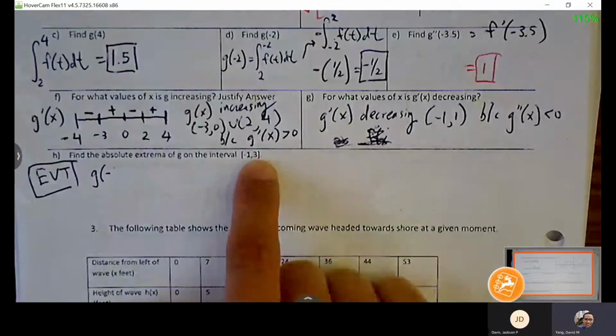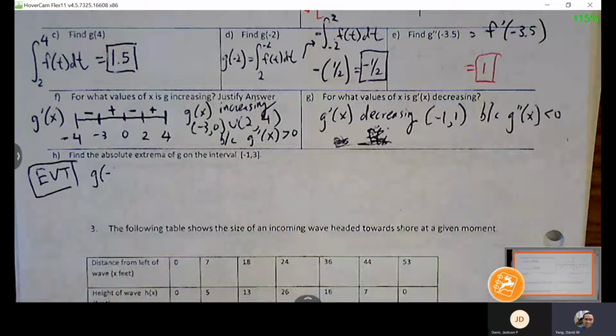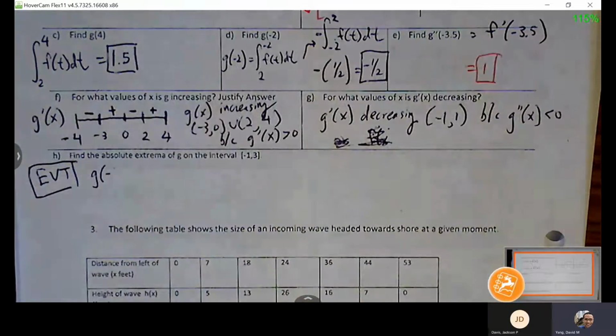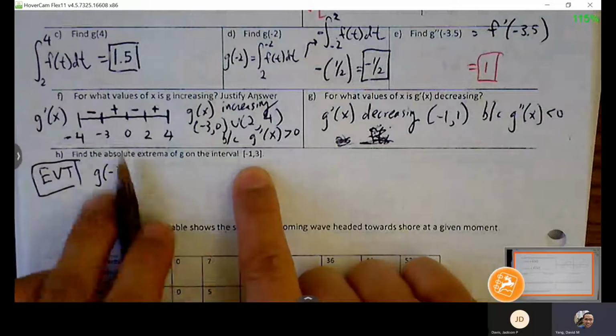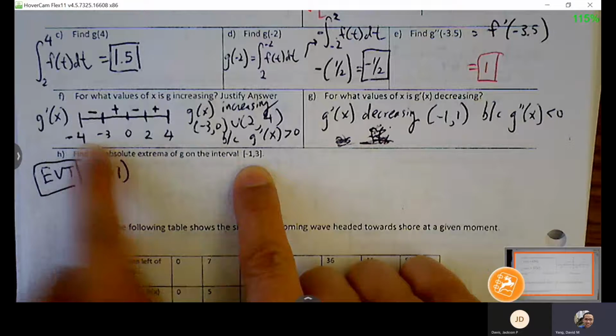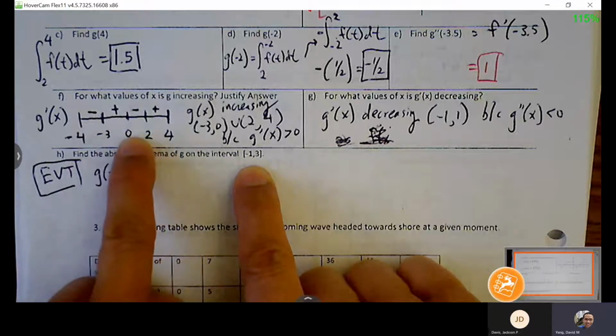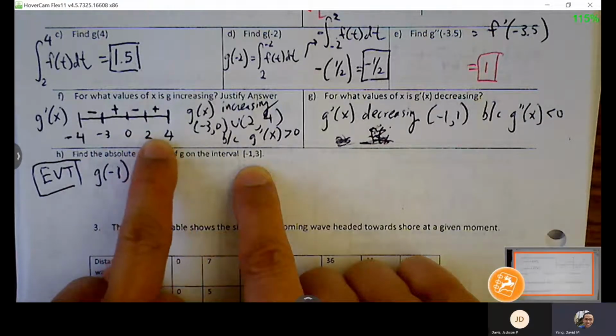Oh, I'm sorry. It only goes from negative 1 to 3. So we only care about the interval from negative 1 to 3. We're starting at negative 1 and ending at 3, and everything in between. So we don't have to worry about negative 4 and negative 3. We just have to test negative 1, 0, 2, and 3.